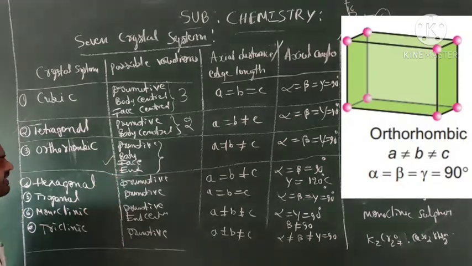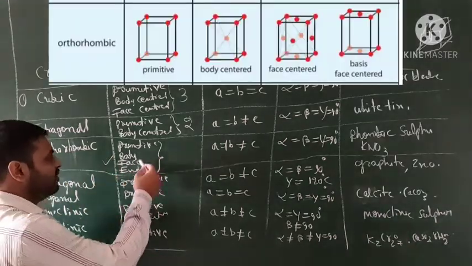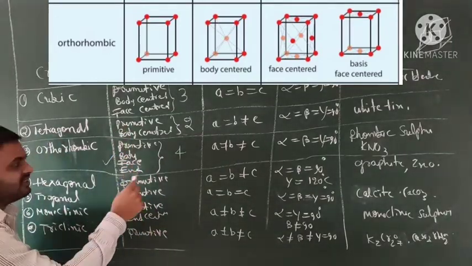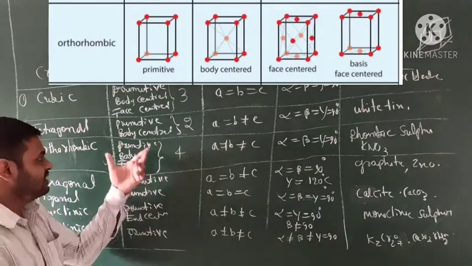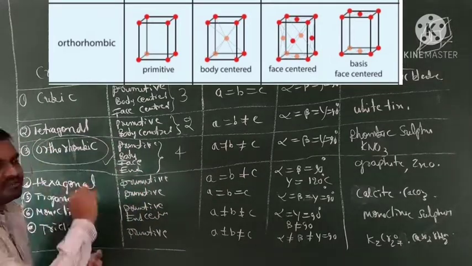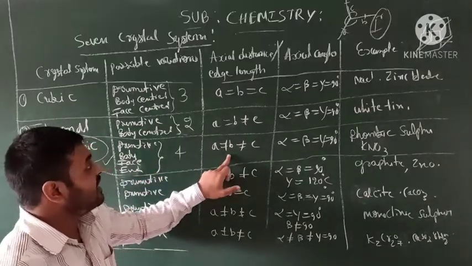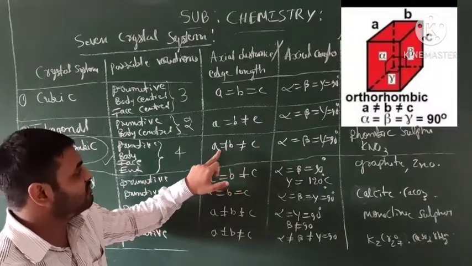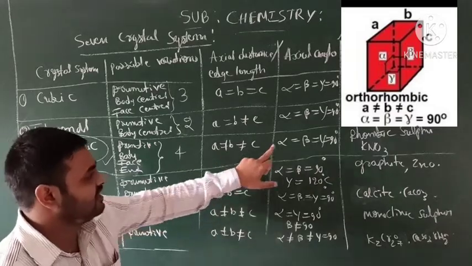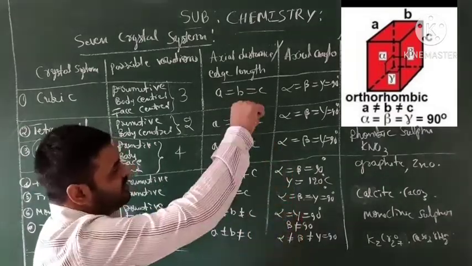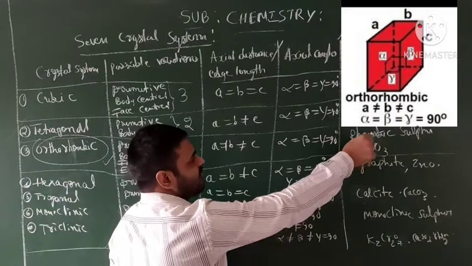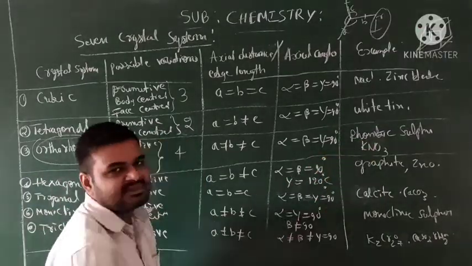Then orthorhombic, this is not a special category. This obeys the 4 variations. Possible variations: primitive, body center, face center and also end center. These are the 4 possible variations we can observe only in orthorhombic. Okay students, the axial distances or edge lengths are not equal to each other, but the angles alpha, beta, gamma are 90 degrees. The examples are rhombic sulfur and potassium nitrate.